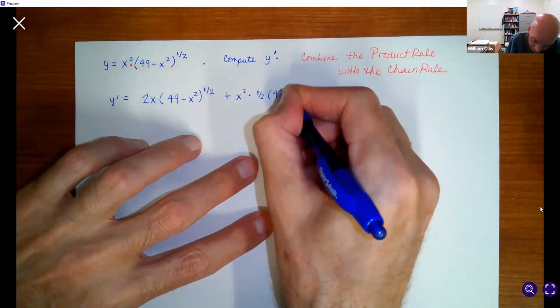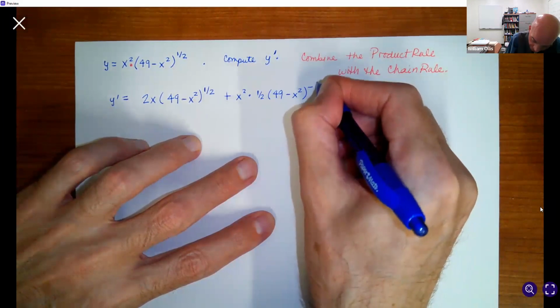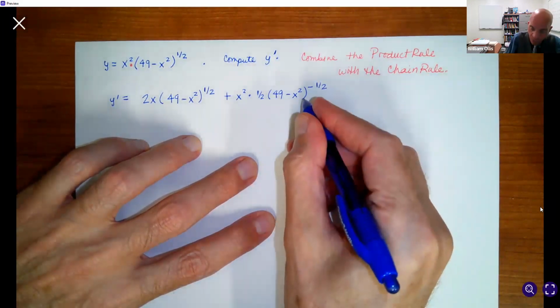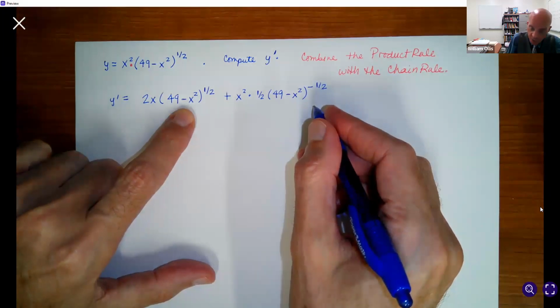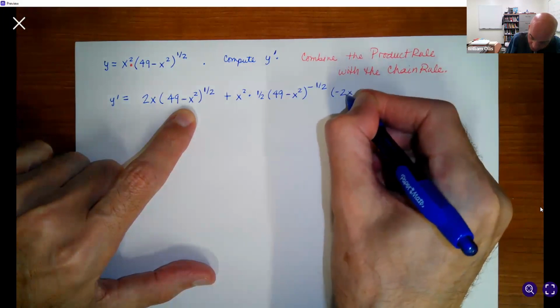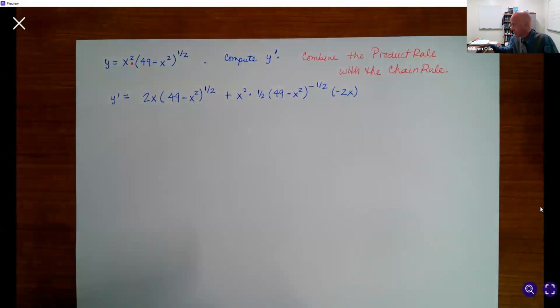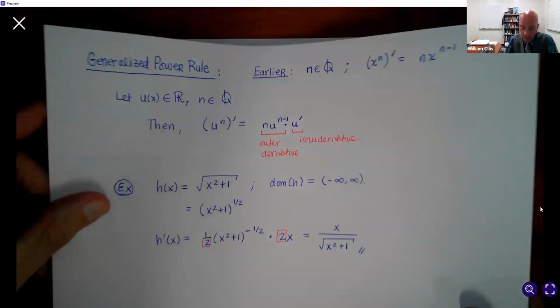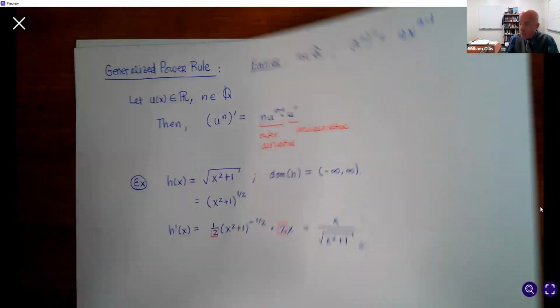49 minus x squared to the negative 1/2. Again, applying the power rule to the outer function. And then, of course, the derivative of the inner function would just be negative 2x. So you can say minus 2x. So again, if you recall, we will have many uses for the generalized power rule. Many uses.